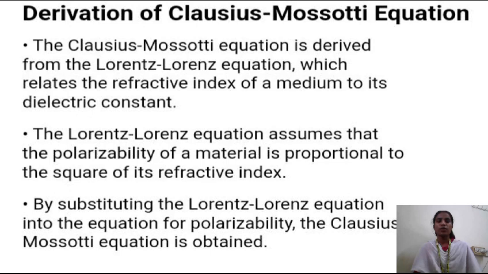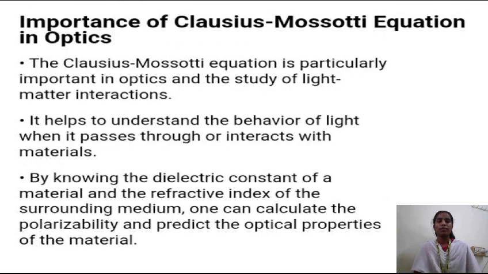Derivation of the Clausius-Mossotti equation. The Clausius-Mossotti equation is derived from the Lagrange equation, which relates the refractive index of a medium to its dielectric constant. The Lagrange equation assumes that the polarizability of a material is proportional to the square of its refractive index. By substituting the Lagrange equation into the equation for polarizability, the Clausius-Mossotti equation is obtained.